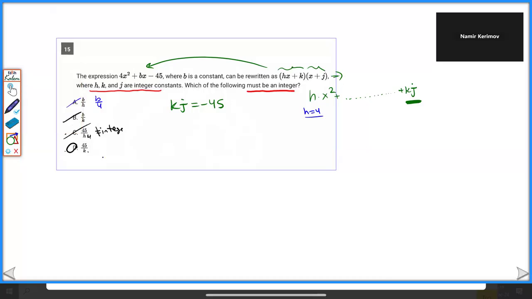Or we can say that if k times j is negative 45, j equals negative 45 over k, or negative k equals 45 over j, right? So j and k, they are integers. So the ratios are integers again. That's why D must be an integer.